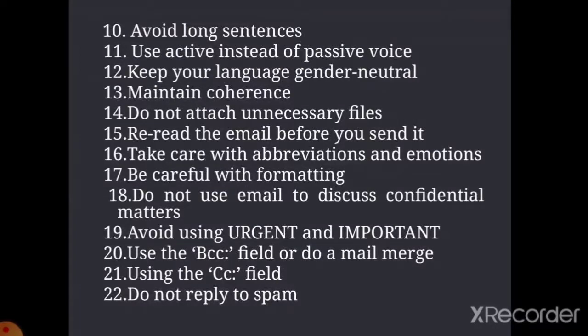Avoid long sentences. Okay, in mail we should not write long sentences. Okay, it should be to the point.